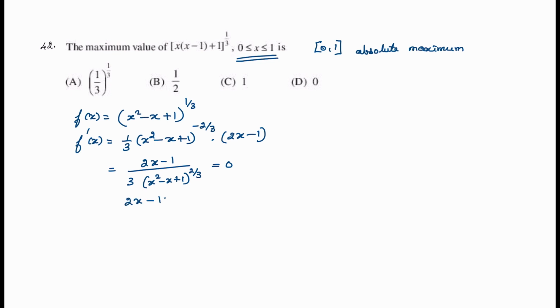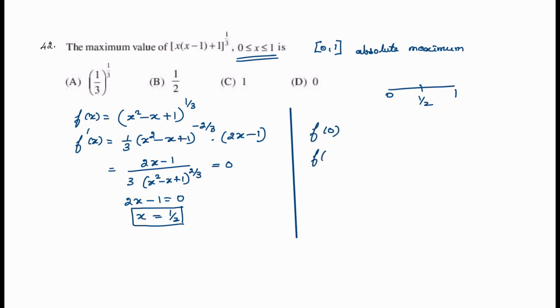We get 2x minus 1 equal to 0, so x is half. This is an absolute maximum question. The domain is 0 to 1, and we got one critical value, which is half. So we will find f of 0, f of half, and f of 1. In the given function, we have to substitute. f of 0 is 0 minus 0 plus 1, 1 raised to 1 by 3 is 1.